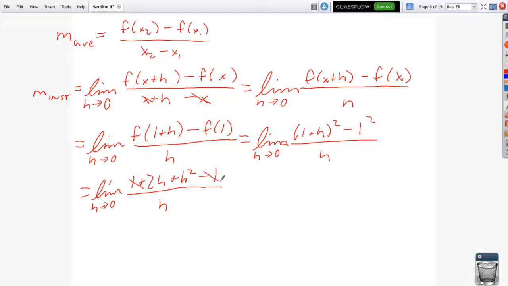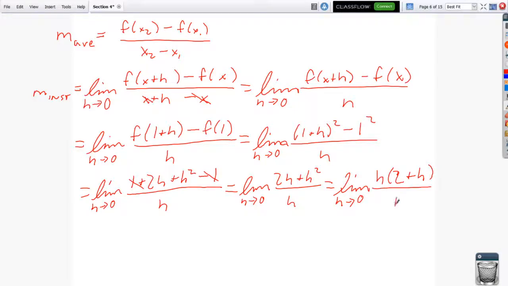Ooh, yeah, the 1's cross off. I'm left with the limit as h approaches 0 of 2h plus h squared all over h. I can factor out an h on the top. Limit as h approaches 0 of h times the quantity 2 plus h, all over h. The h's knock off. I'm left with the limit as h approaches 0 of 2 plus h. Direct substitute.